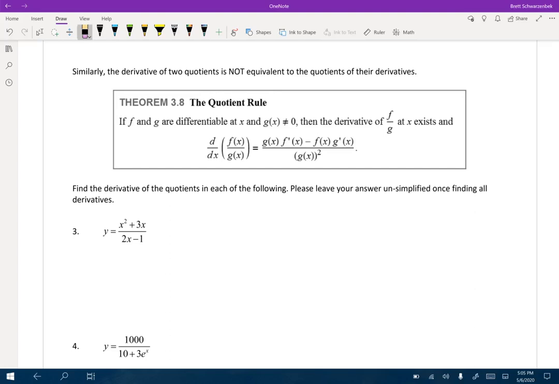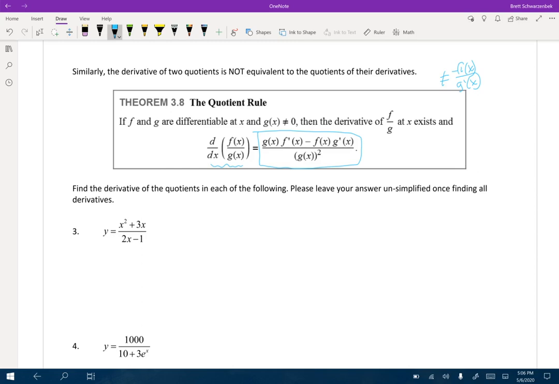Similar to products, quotients also don't follow the very easy sum and difference rule that we had before. So if you take the derivative of a quotient, that will not be the quotient of their derivatives. So basically it's not equal to f prime of x over g prime of x. It's not a valid rule that actually works. So don't try to do it, because the students who really bomb in the class are the ones who just don't understand and end up taking these simple derivatives that break all the rules. You can't do it. So instead, we have a formula that we call the quotient rule.